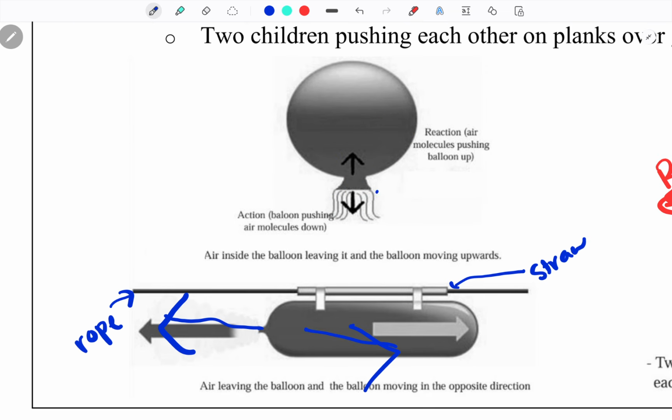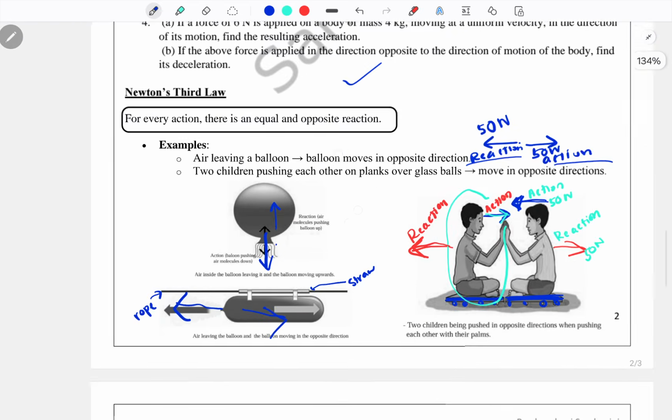What happened? The air molecules start to move in this direction. What happened to the balloon? It starts to move in the opposite direction. Same thing.